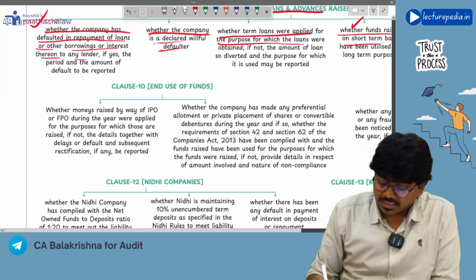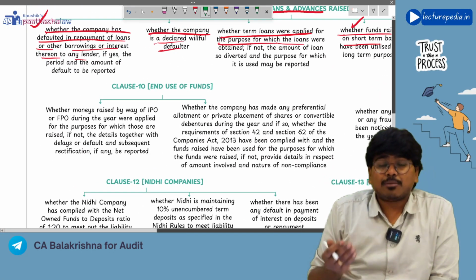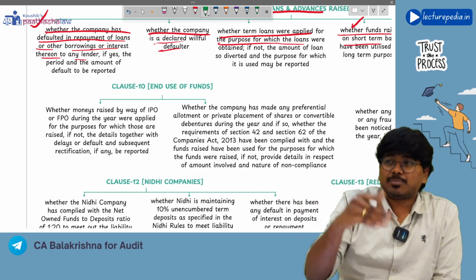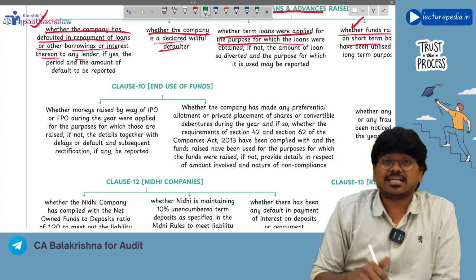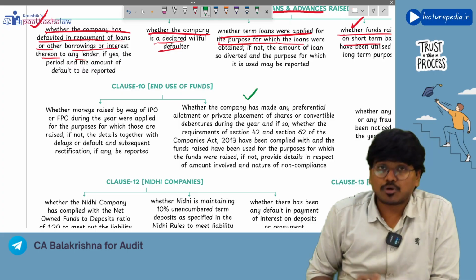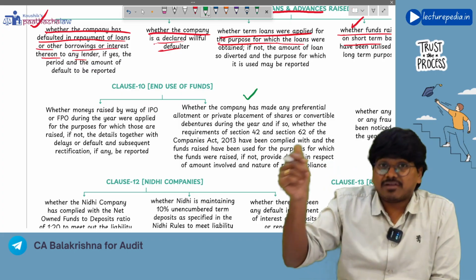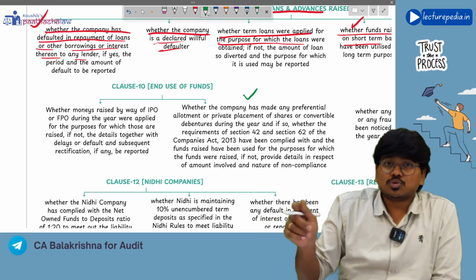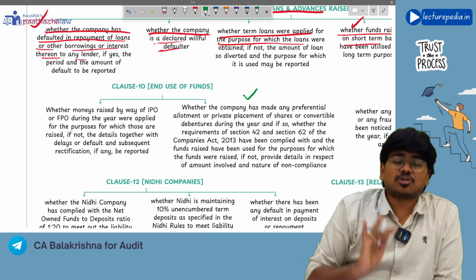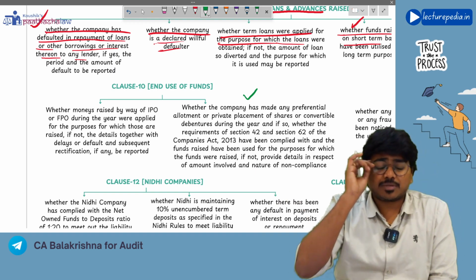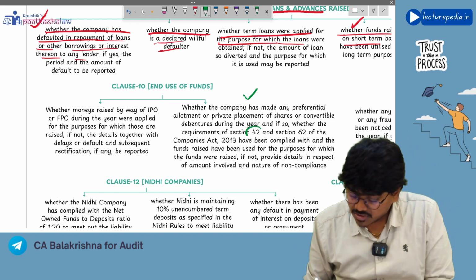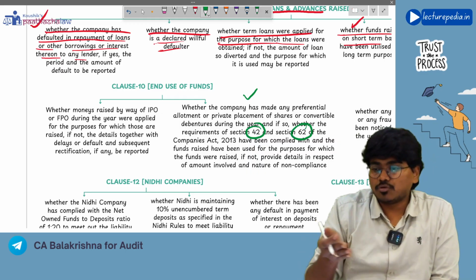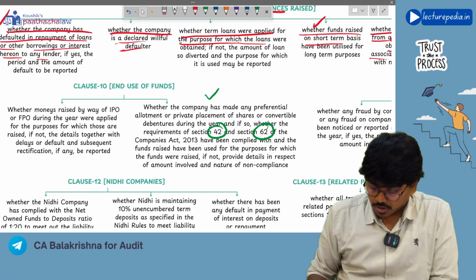Clause number 10 deals with whether the amount raised through IPO and FPO is utilized for the purpose for which it was raised, that is, end use of funds. Similarly, whether the amount raised through private placement and preferential allotment is also used for the purpose for which it was raised or not. With respect to private placement and preferential allotment, there are section 42 and section 62 of the Companies Act that need to be complied with. So you will also report whether that is complied or not.